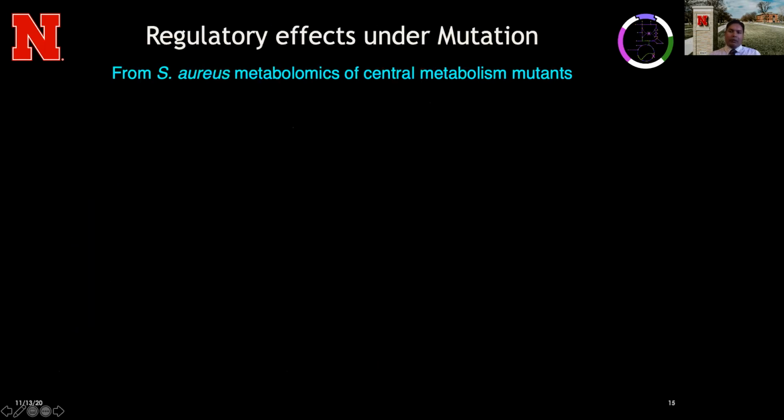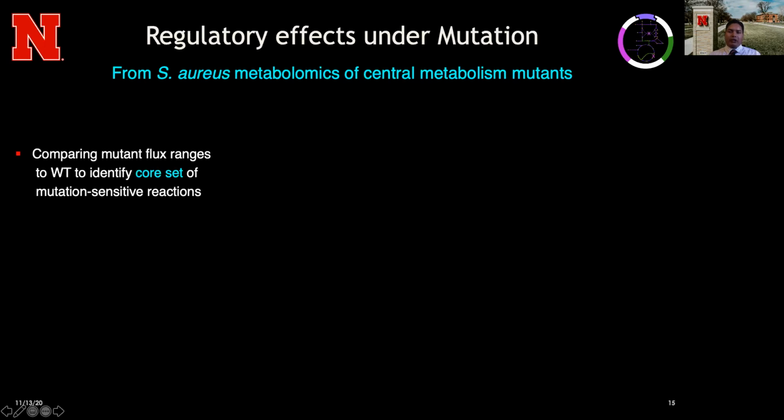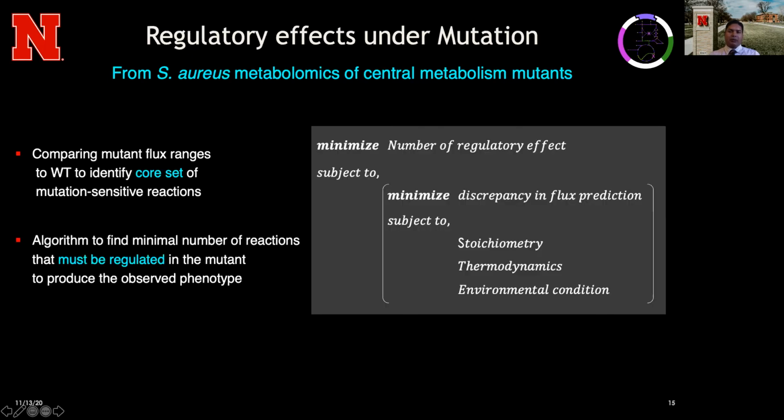Going forward, I'm planning to figure out how metabolic regulations come into play in different mutants in Staphylococcus aureus when they try to survive. To this end, I'll use this optimization framework to find the minimal regulatory points in metabolism that successfully simulates the mutant phenotype. So we'll try to minimize the number of regulatory effects in the model, while we'll try to capture the mutant flux profile subject to the usual flux balance analysis constraints. This will give us important rate limiting or regulatory points in the metabolism that can be targeted for therapeutic purposes.